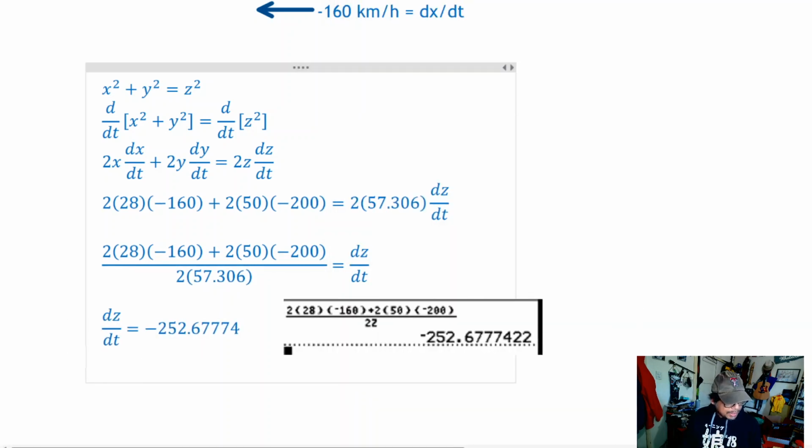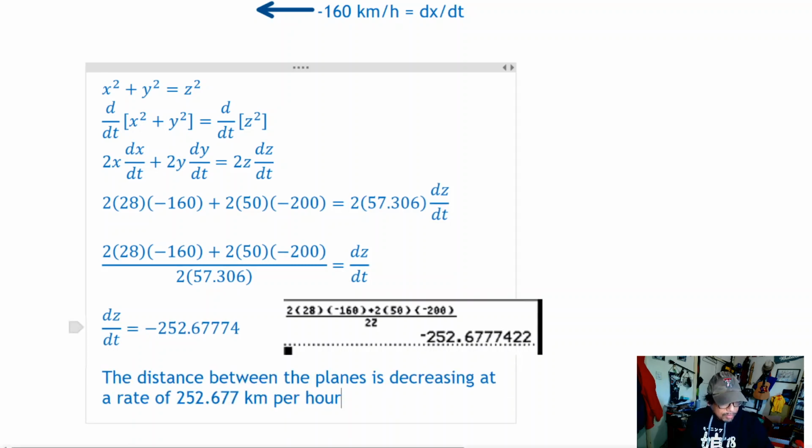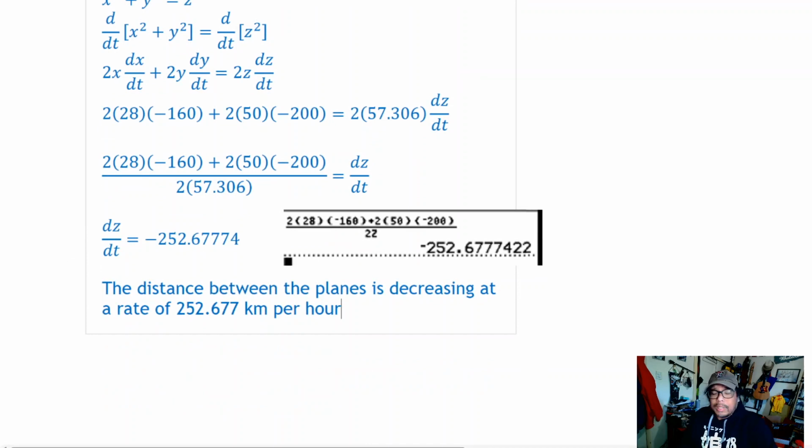Great. Last thing to put here is a summary. Since we have a negative derivative, we're saying that the distance between the planes is decreasing at a rate of 252 kilometers per hour. Remember, I like to write a summary here that leaves speed as a positive number and suggests whether or not that number is actually negative or positive by using the words increasing and decreasing.